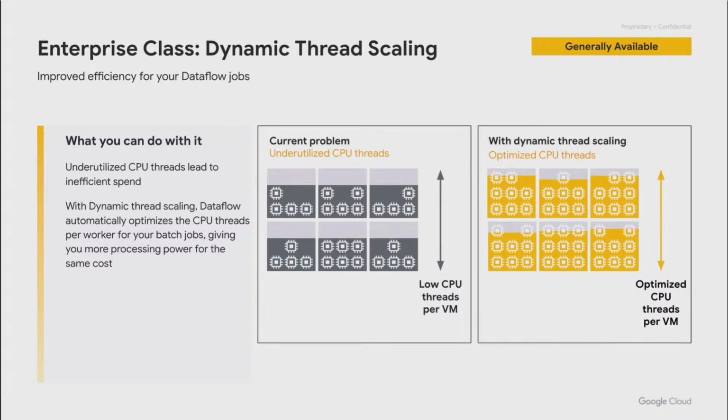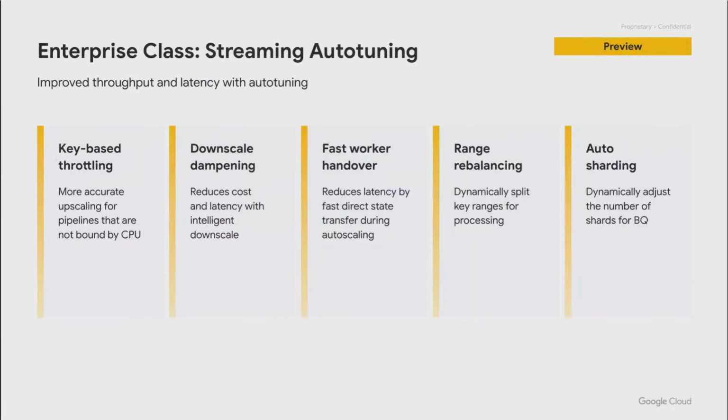So the team built out a system that automatically adjusts the number of threads that are scheduled to a CPU or a virtual CPU resource so that you're able to maximize the utilization of underlying resources and get significant cost benefit improvements. The next feature is a number of capabilities that we've rolled out to our core streaming backend.